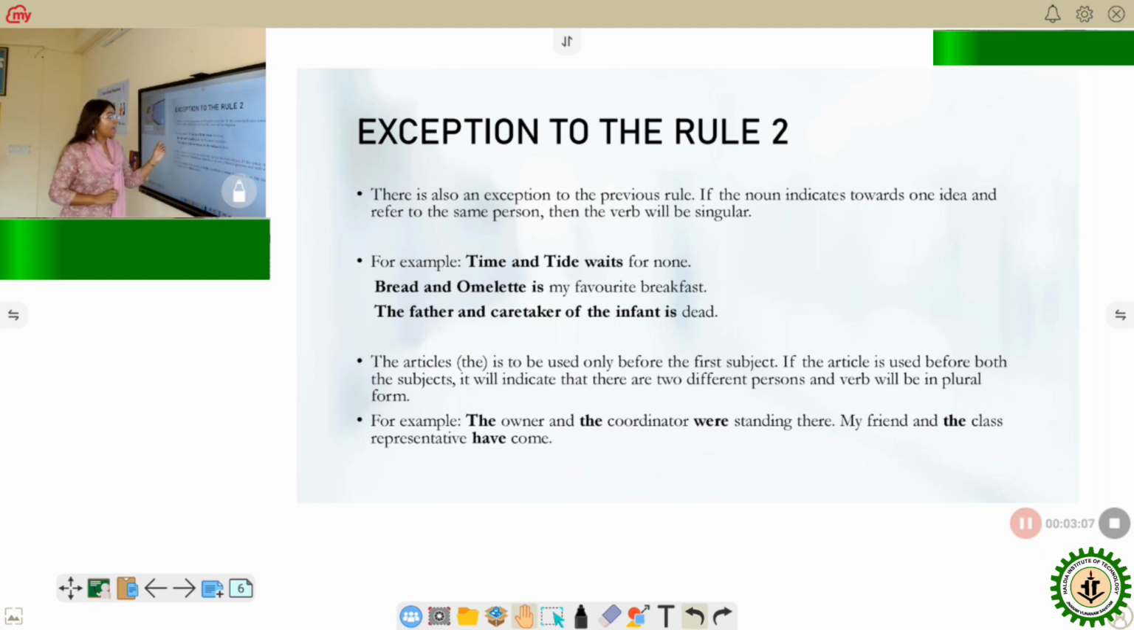The father and the caretaker of the infant is dead. So, father and caretaker of the infant, they are the same person. They refer to the same person. So, it will be the singular subject. Mr. and Mrs. Bhattacharya invites you to the wedding reception of their only son. So, Mr. Bhattacharya and Mrs. Bhattacharya, they refer to a single entity. They are inviting others as a singular entity. So, the subject will be singular.